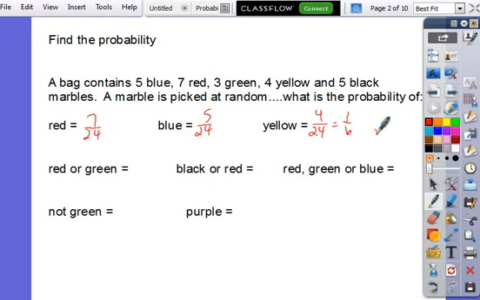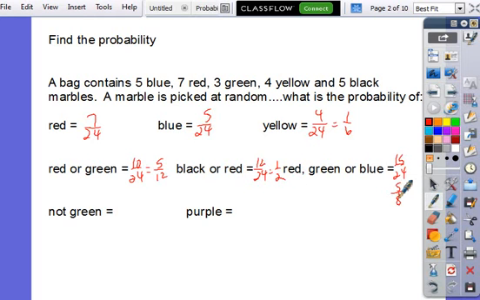When it says or, what does that tell me to do? Add them up. Red or green? In this case is 10 over 24. That's 5 over 12. Black or red? So that would be 12 over 24, which is 1/2. Red, green, or blue? I think that was 15 over 24, which is 5/8.